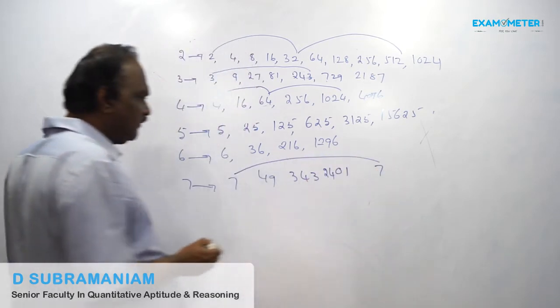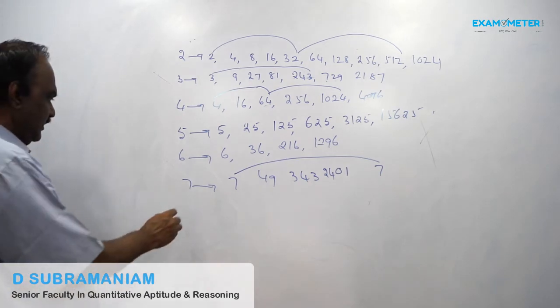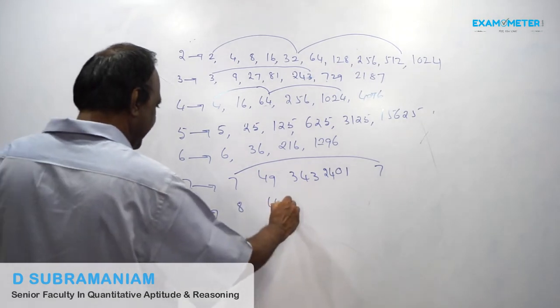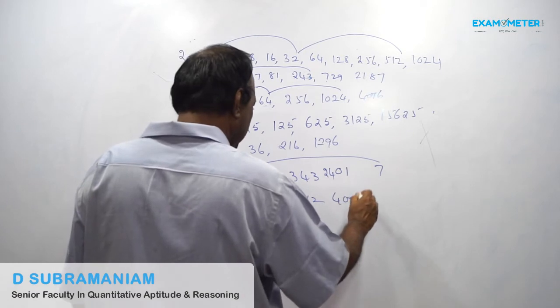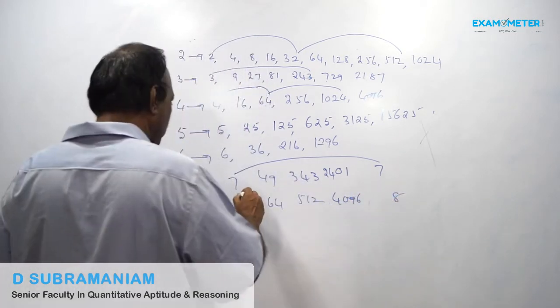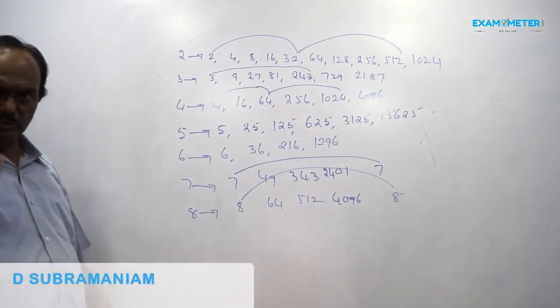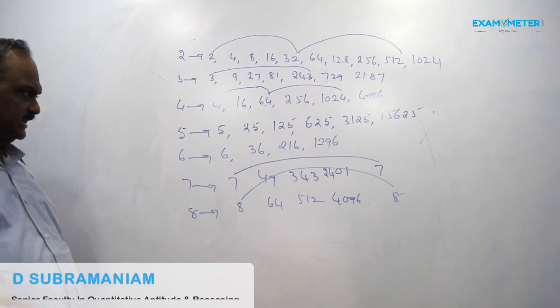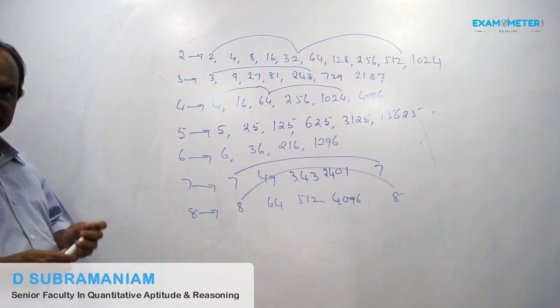So after 4 places, the unit place is the same. 8 square, 8 cube, 8 power 4. After 4 places, the unit place is the same. For 2 series, 3 series, 7 series, 8 series, after every 4 places, the unit place is the same.